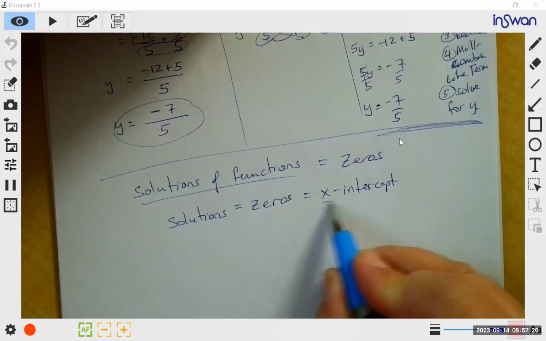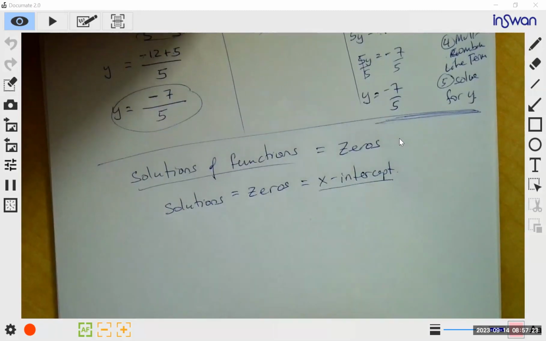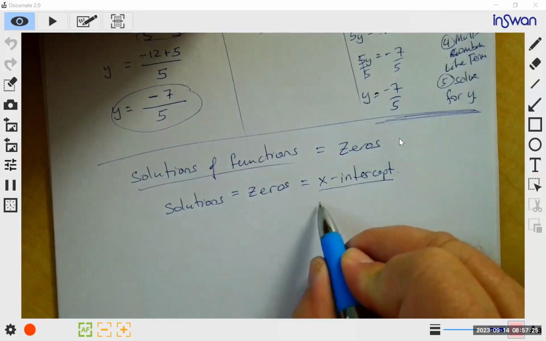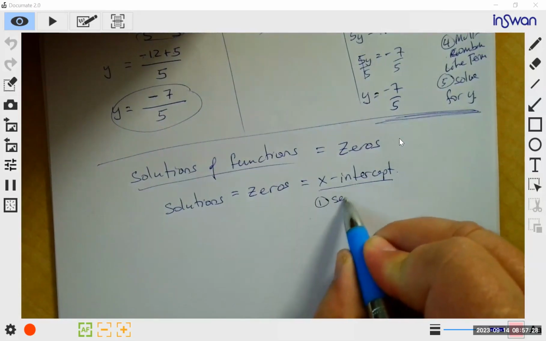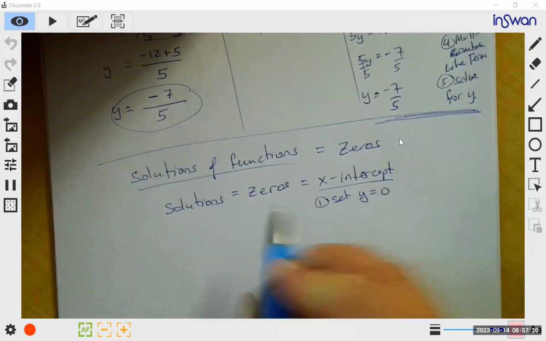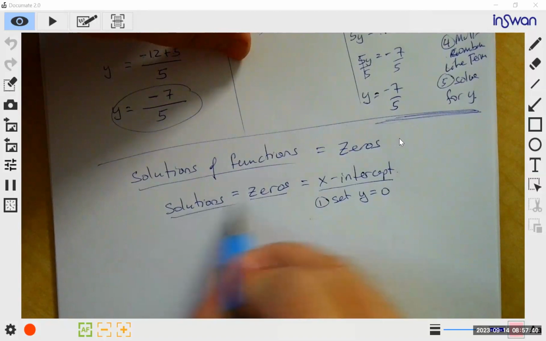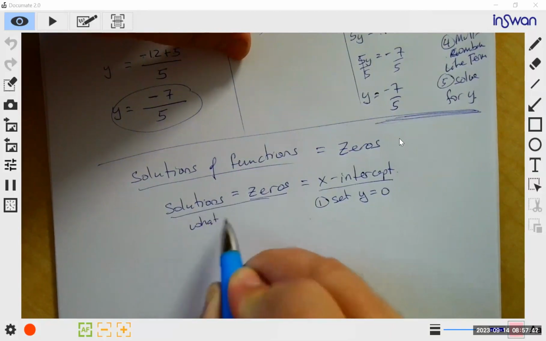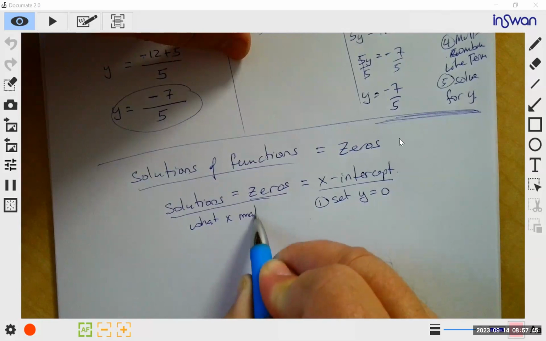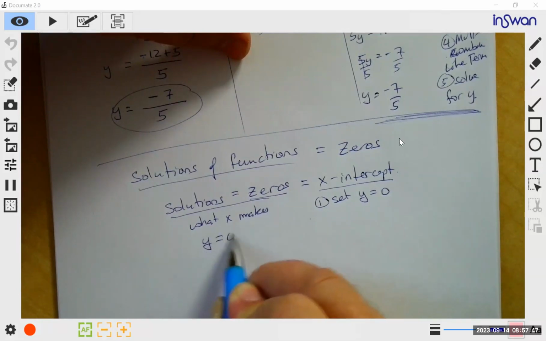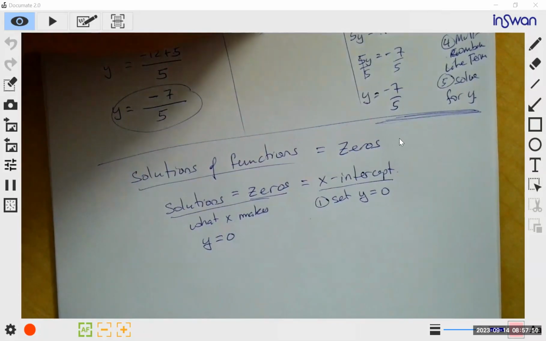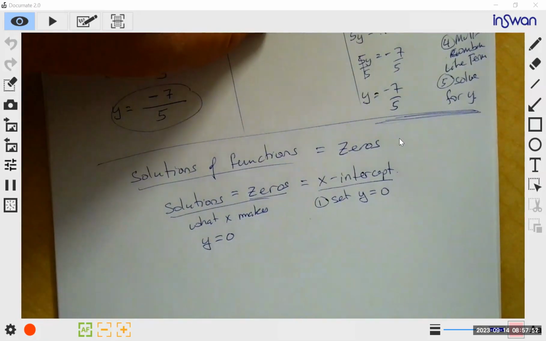So how do you find the x-intercept? Set y equal to 0. That's why it's called a zero. The 0 says, at what point, what x makes y equal 0? That's what it's looking for. What x makes y equal 0? That's what we're looking for here. Whenever we talk about solutions or zeros or intercepts, that's what we're looking for.